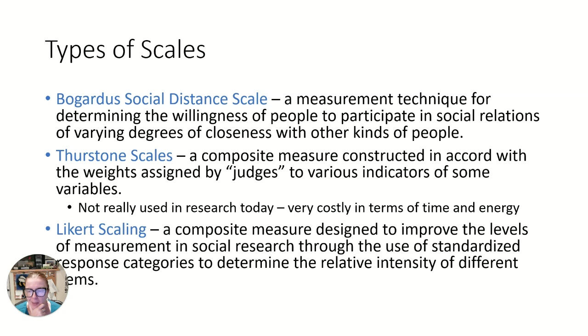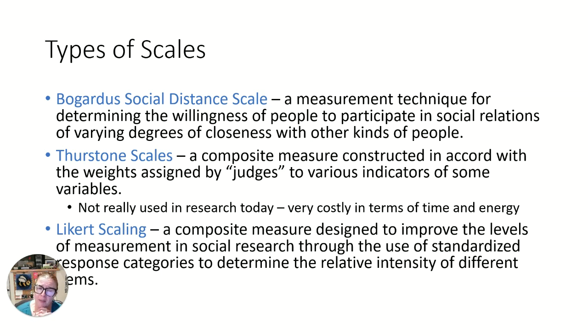Okay, and there's a couple different types of scales. Again, I just want you to kind of know about these. You've probably seen these in different ways, you just don't know that that's what they are. The one you're going to be most familiar with is the last one on this list, a Likert scale. First there's the Bogardus social distance scale, a way of determining the willingness of people to participate in social relations of varying degrees of closeness with other kinds of people.